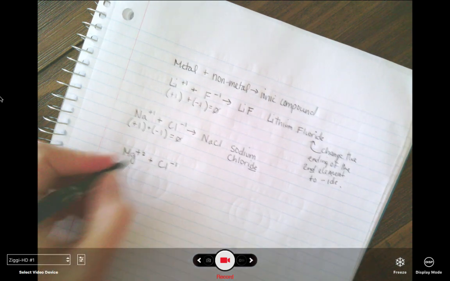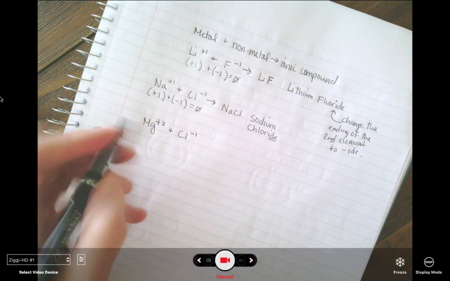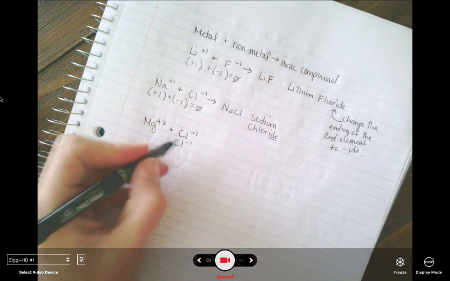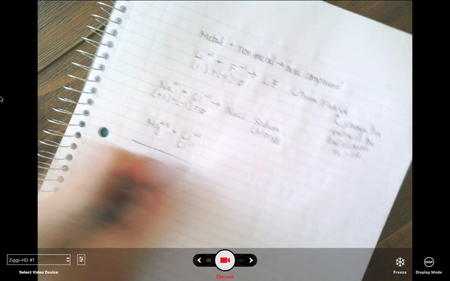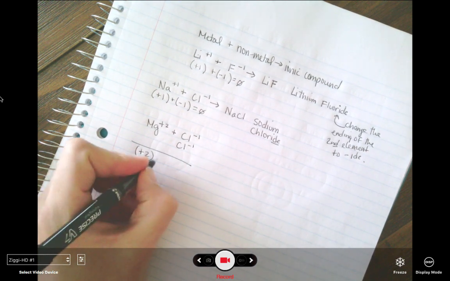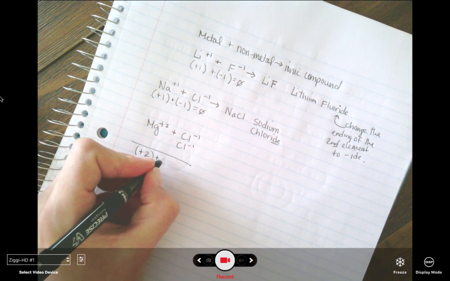So magnesium can give away 2 electrons. That's what the +2 is telling you. And chlorine only wants 1. So what's going to happen is another chlorine is going to come along. You always have to use the same element. When that happens, magnesium wants to give away 2. Chlorine can only accept 1, so there's going to be 2 chlorines there to accept.